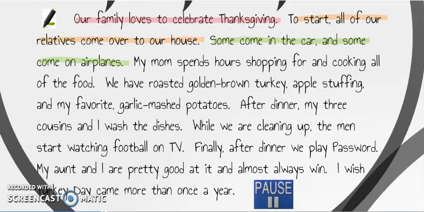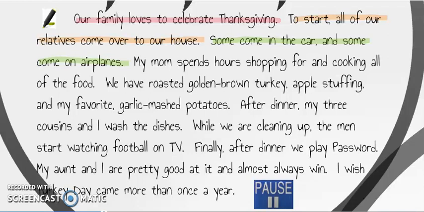Now the next sentence could be orange or it could be green. It depends on the sentence. If the sentence is a new idea about how the family loves to celebrate Thanksgiving, then it's going to be in orange, a supporting detail sentence.